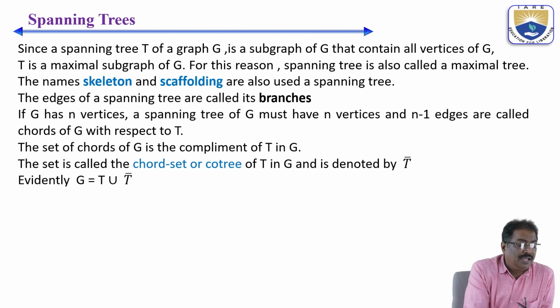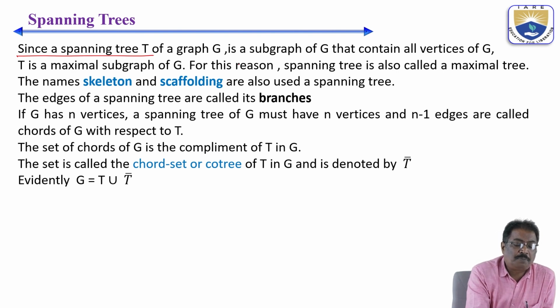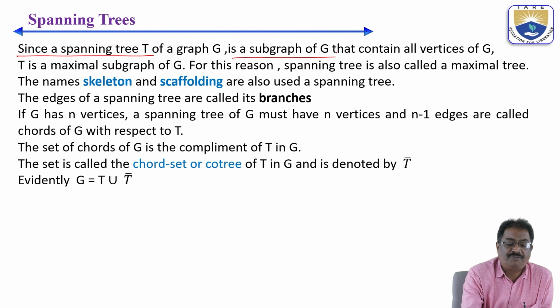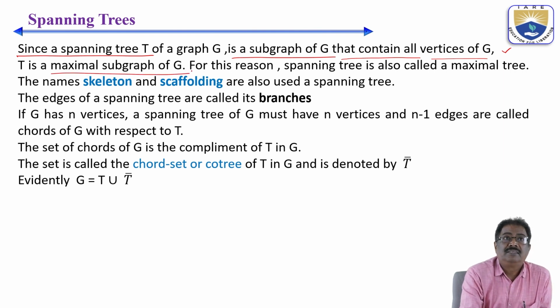Here a spanning tree is a subgraph, as we already know, consisting of all vertices of the graph G. Then T is a maximal subgraph of G. For this reason, a spanning tree is also called a maximal tree.